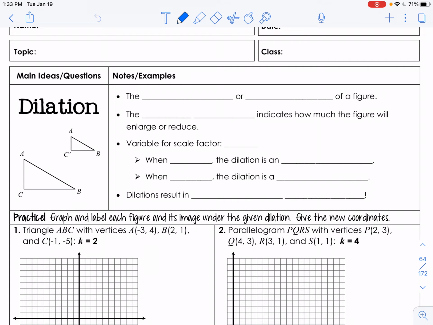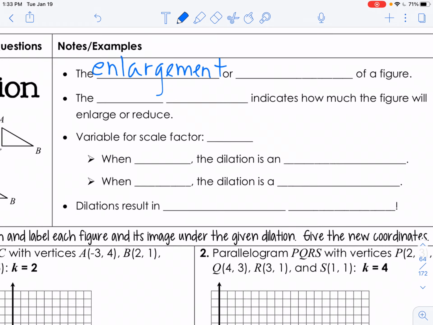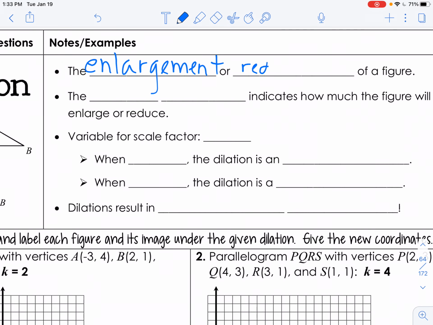Okay, so dilation, the enlargement, I'm going to write this here, enlargement, I'm going to make this a little bigger, or reduction of a figure. And the scale factor indicates how much the figure will enlarge or reduce. The variable that we usually use for scale factor is the letter K, lowercase k.